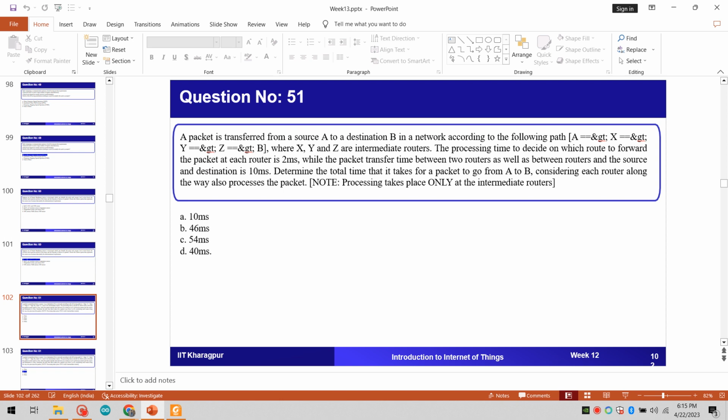So here in this statement there is confusion. It is not from source to the destination. It is source, then router, then router. So basically between two nodes.